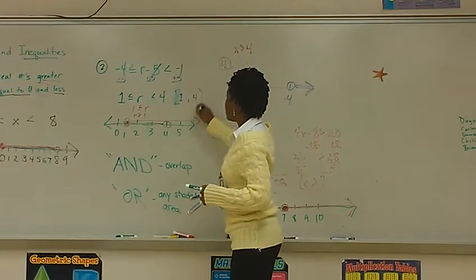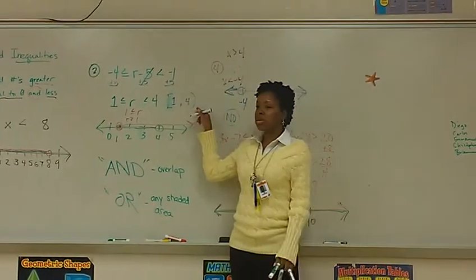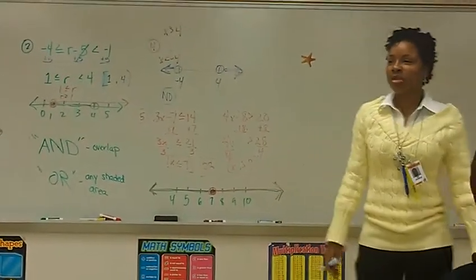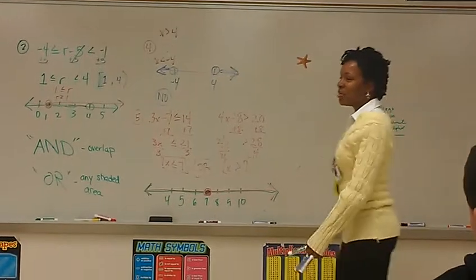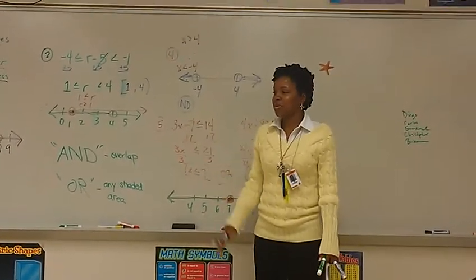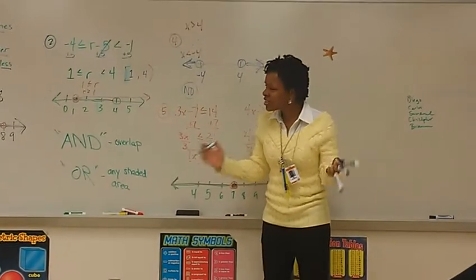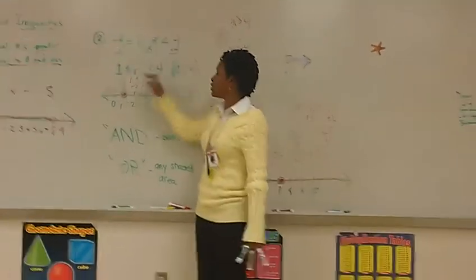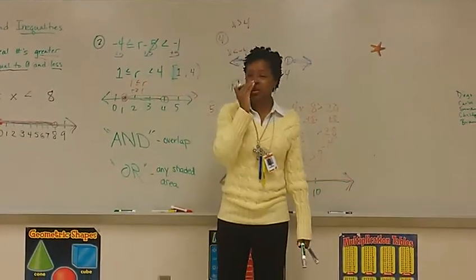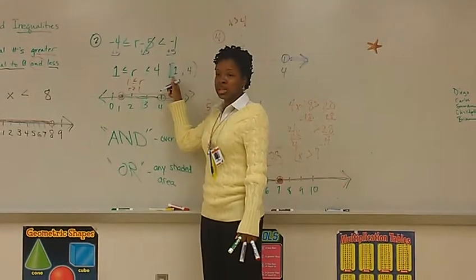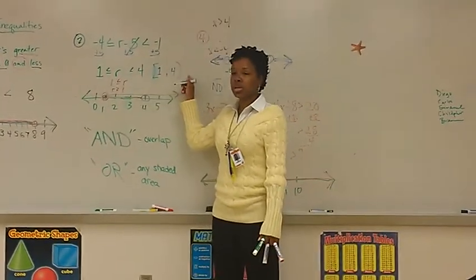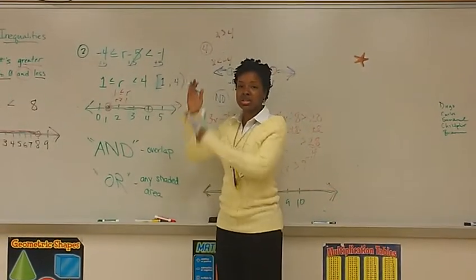4. Now, who notices I did a bracket and a parentheses? Why? One bracket, one parentheses. Why? Because one is an open circle and one is closed. You are so smart. The bracket is for when you have a closed circle. That means 1 is included in the answer. Parentheses means open circle. 4 cannot be an answer. It's not included. That's just your stopping point.